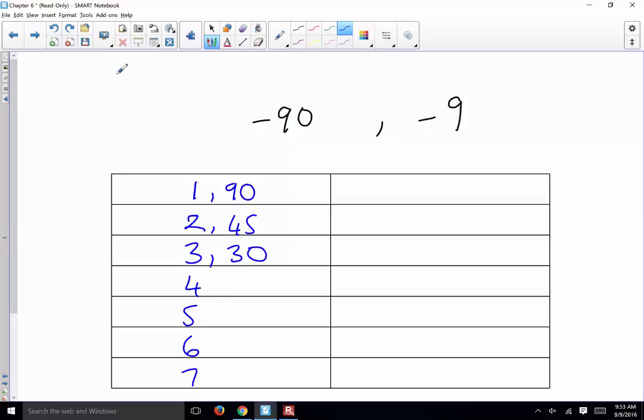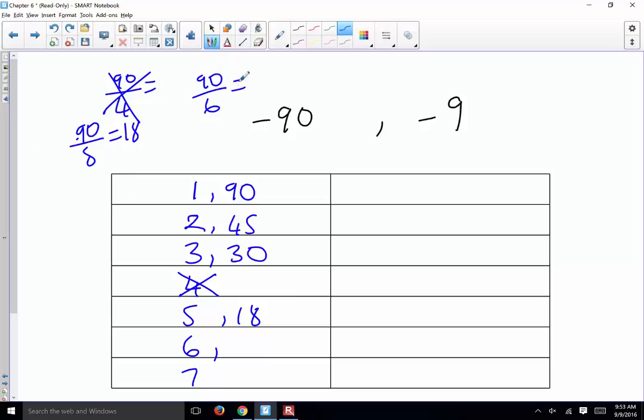Just take a calculator and try to divide 90 by 4. It is 22 and a half. That doesn't make it. So this is not even an option. 5. Do we have a number multiplying with 5 to 90? Just divide. Oh, it's 18. Okay. How about 6? Do we have a number multiplying with 6 to make 90? Yeah, it's 15. So this way, check everybody and their opposite signs.